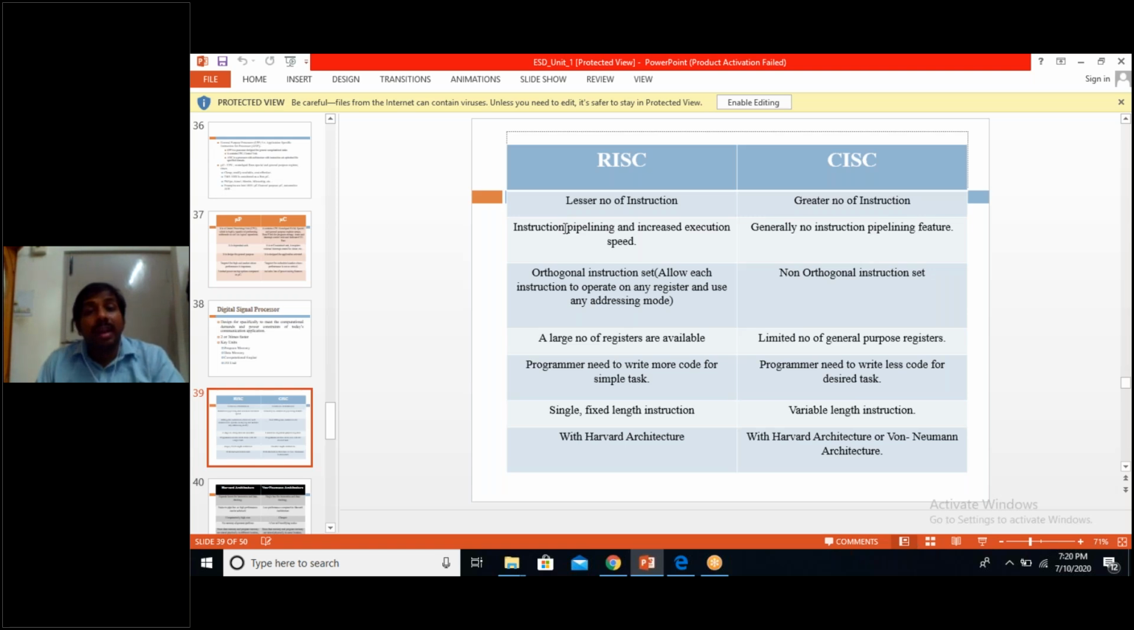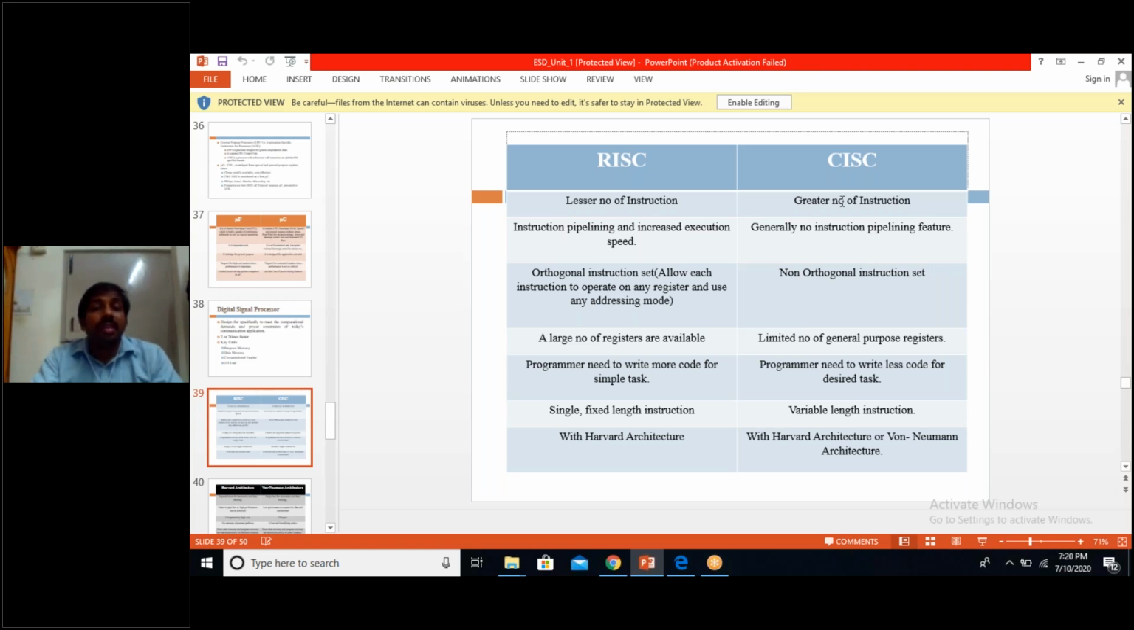If you're following a CISC architecture, it is different from the RISC architecture. We are having a greater number of instructions. We are not following instruction pipelining. We are not having an orthogonal instruction set. We are having a limited number of registers. The programmer needs to write less code for the desired task, and the instruction length is variable.